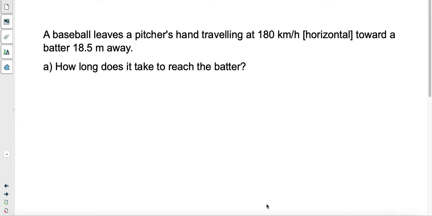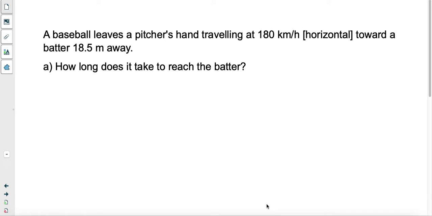Hi everyone. In this video I'm going to go over projectile motion. So imagine you throw a baseball or kick a soccer ball into the air. These would both be examples of projectile motion.